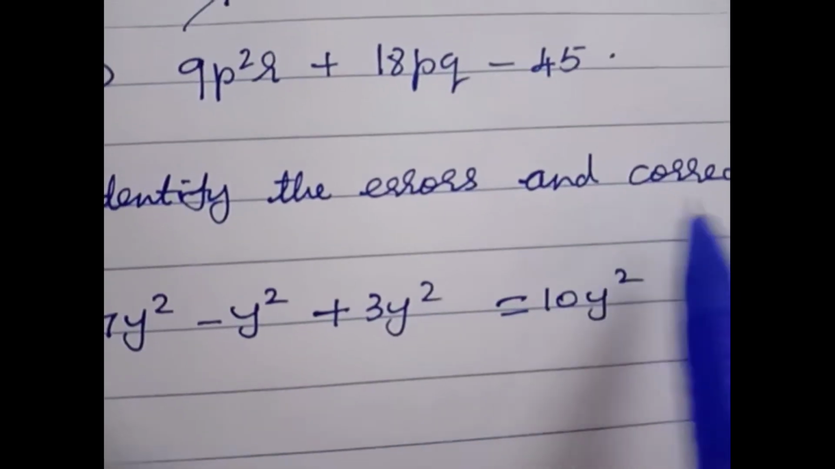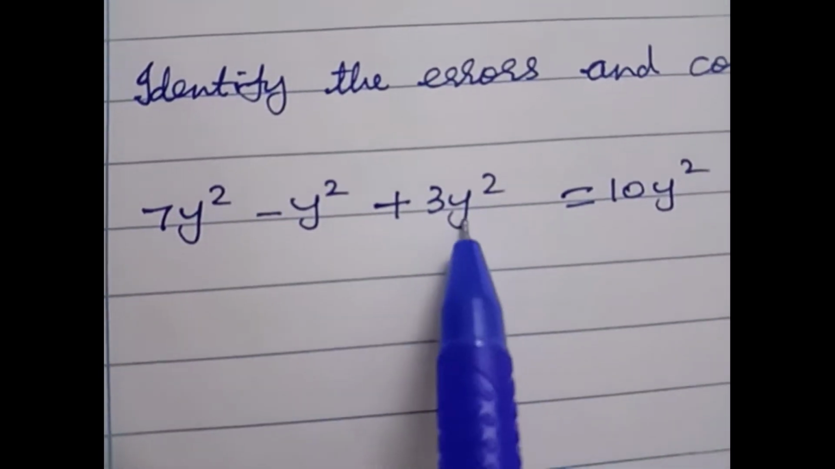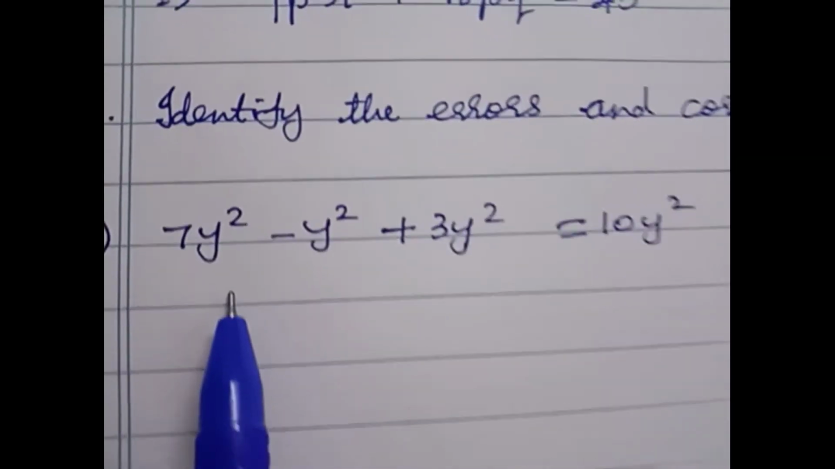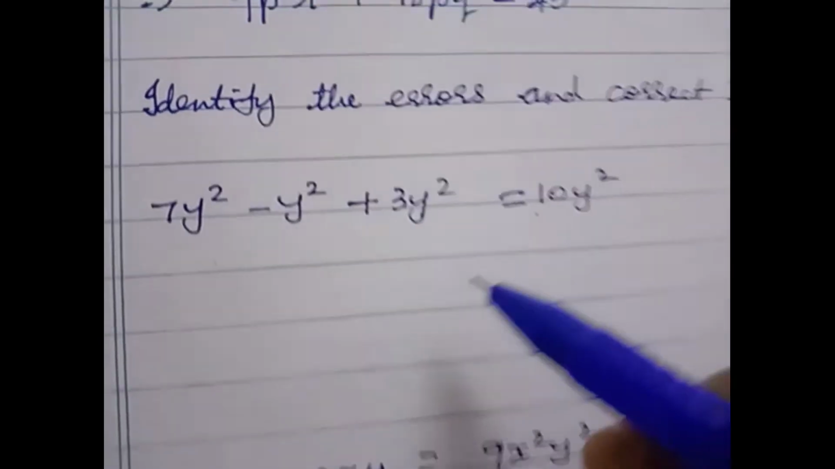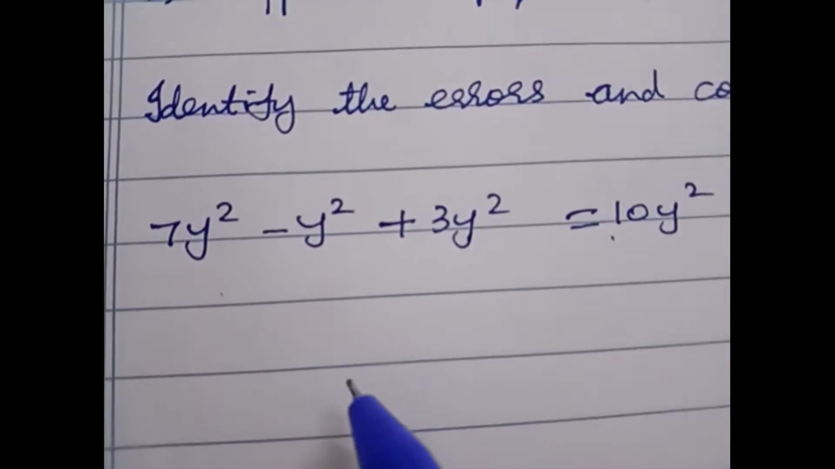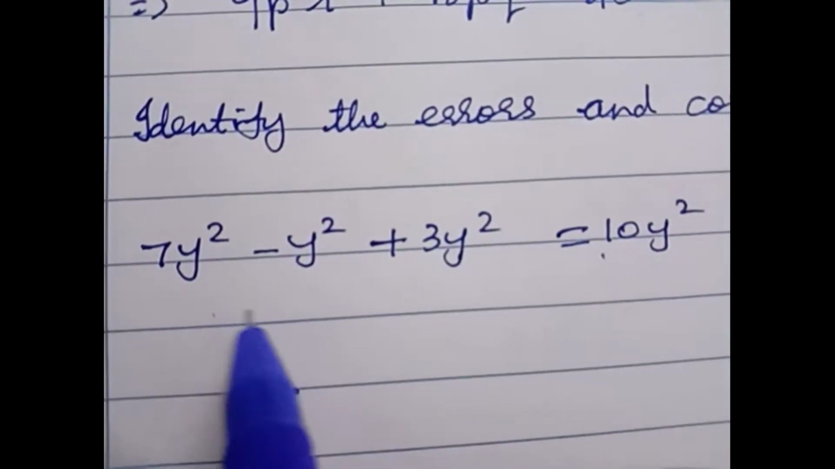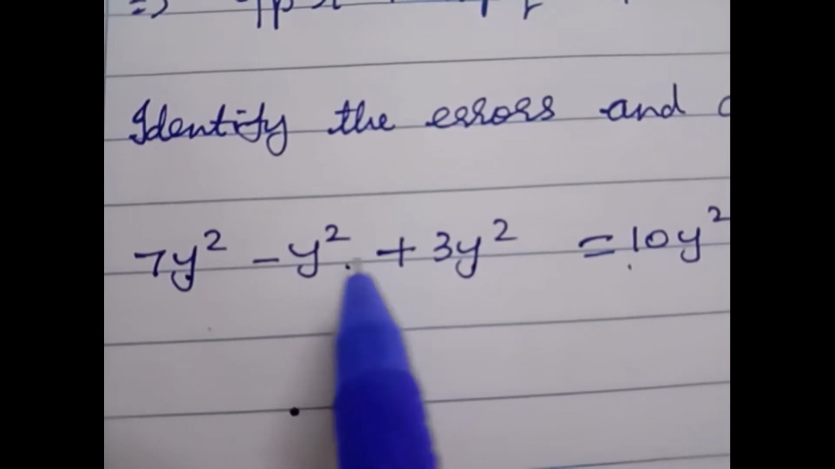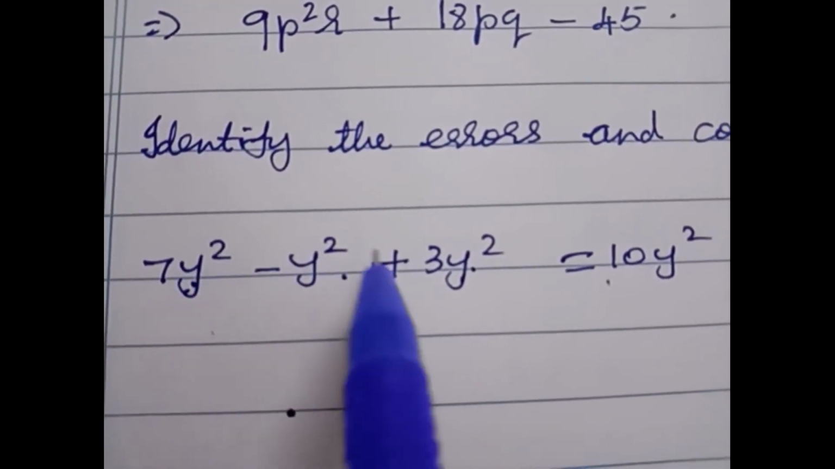Sixth one, identify the error and correct them. Just simplify the left hand side and see whether the right hand side answer is correct. If not, what answer you are getting on the left hand side is the correct answer. So if you see the terms, all the terms are like terms because the variable and the powers are same.